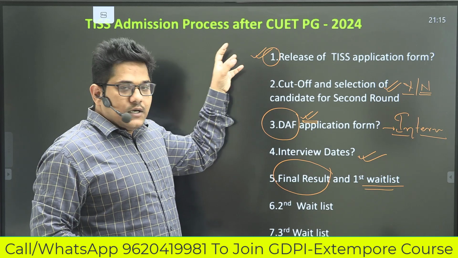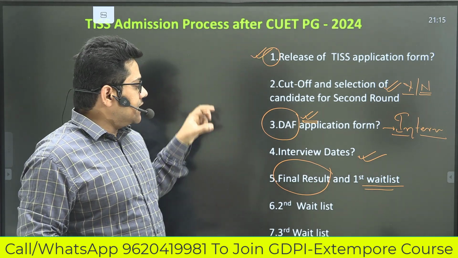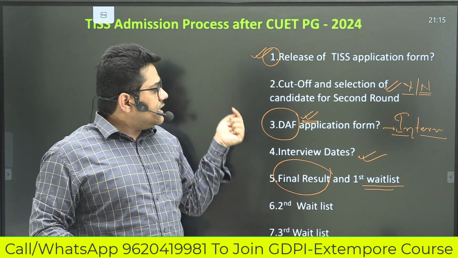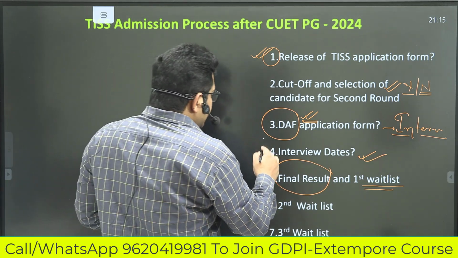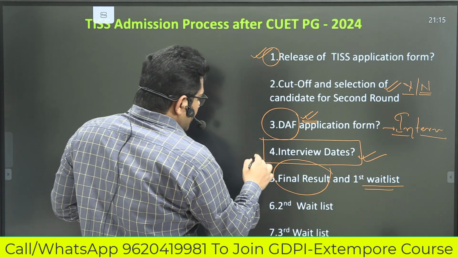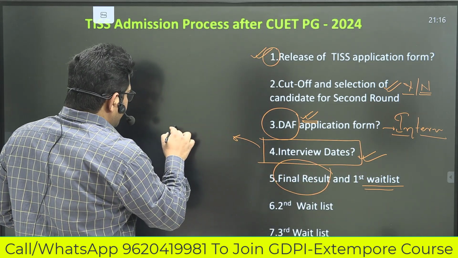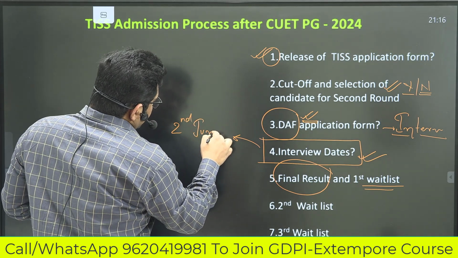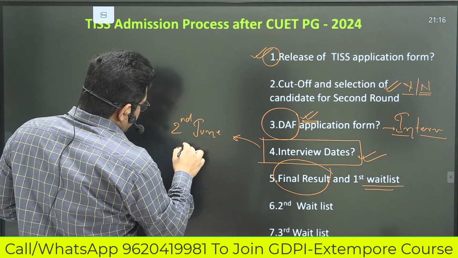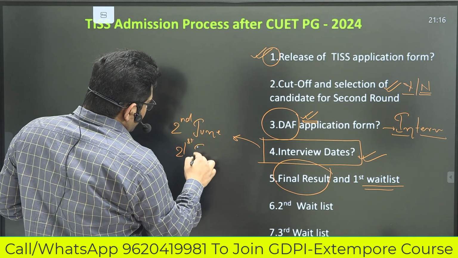So very soon this is going to start. They'll release the application form. Now we do not know the exact dates of any of these except the interview dates. The interview is going to be from, if I'm not wrong, 2nd June to 21st June. I think it is 5th June or what?